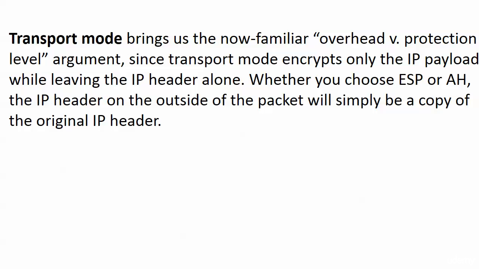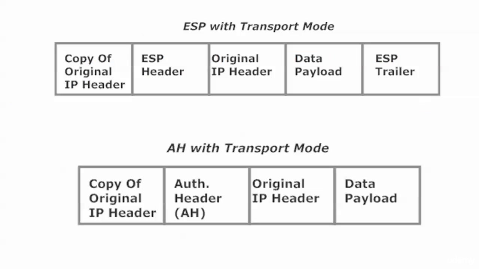And transport mode brings us that now familiar overhead versus protection level argument, because transport mode is going to encrypt only the IP payload. It's going to leave the IP header alone. And it's a bit of an oddity here. You will still have an outside IP header, but it's just going to be a copy of the original header. And that's whether you choose ESP or AH. And this is what we're looking at.